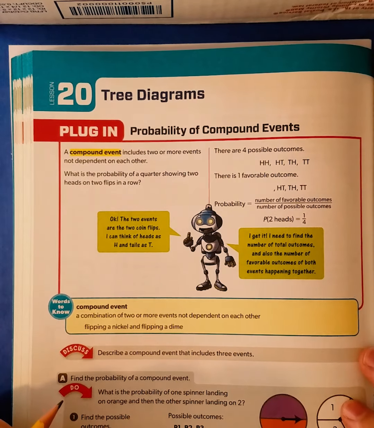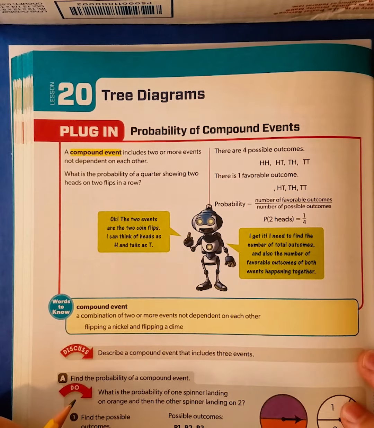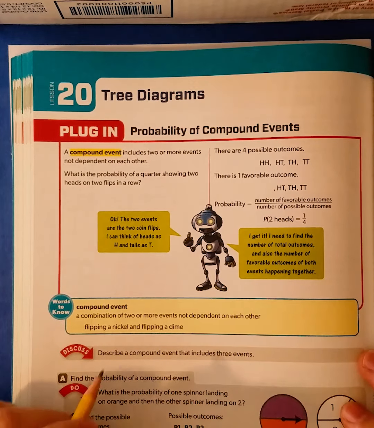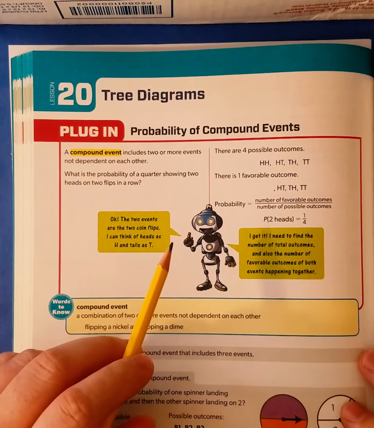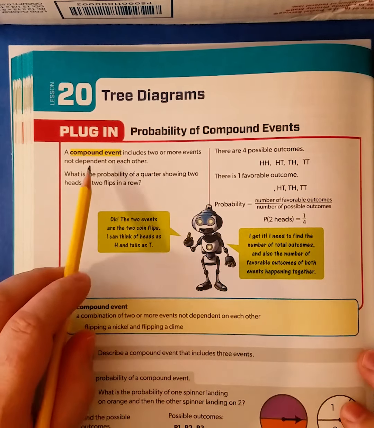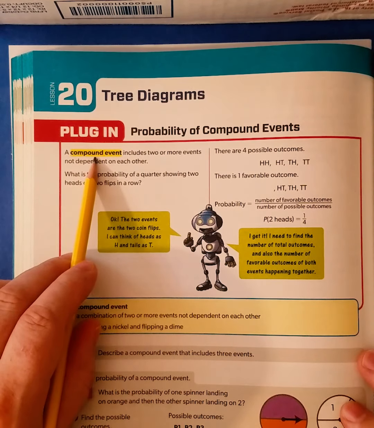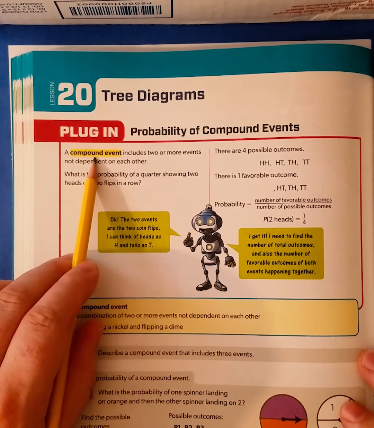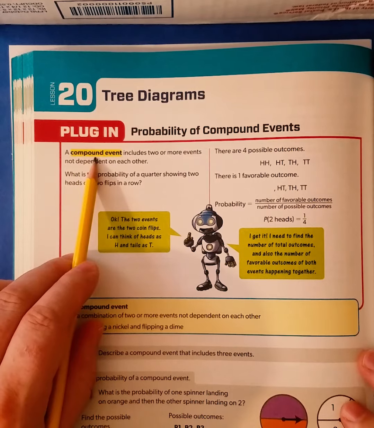All right, so we're talking about lesson 20, and we're talking about probability of a compound event. We're not going to go through the entire lesson, but we're going to get set up with the understanding of what a compound event is. A compound event is really when two or more things happen.